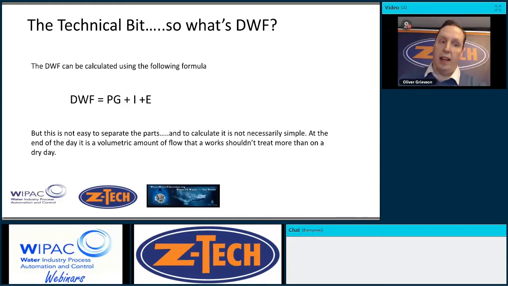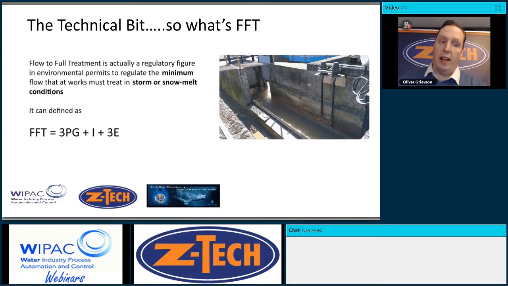Here we go, DWF equals PG plus I plus E. As I said, it's not easy to separate everything out. But at the end of the day, it's a volumetric amount that we can compare to the environmental permit, the DWF consent, and see whether a works is compliant with its DWF consent. Why a works is non-compliant can be another thing.